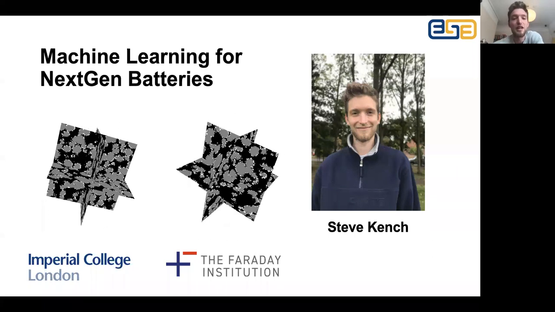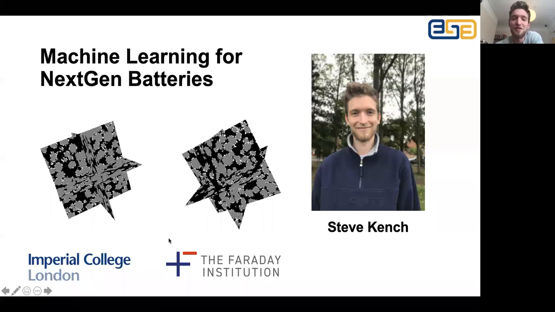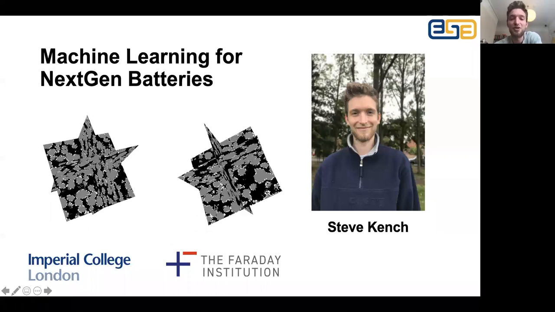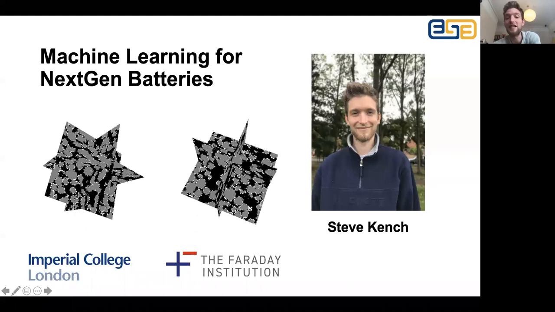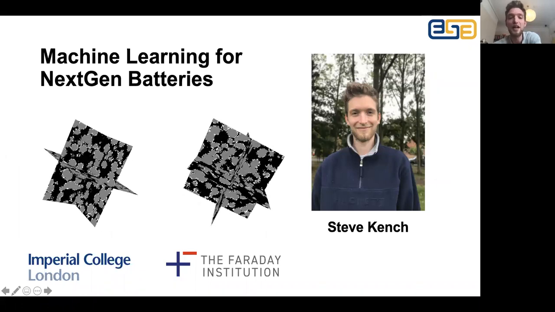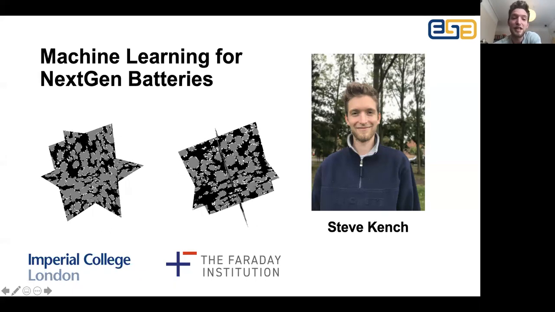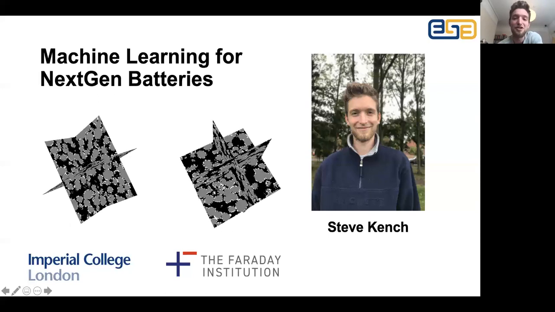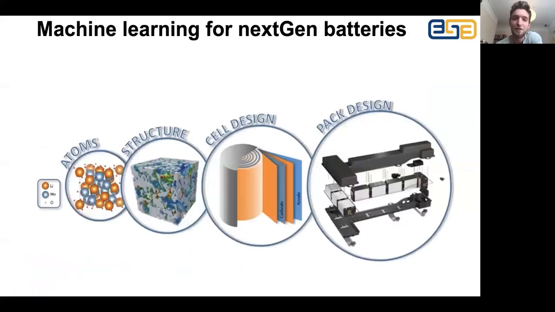So this image over here is just an example of some of the stuff that we've done. On the left is a real microstructure, and on the right is a synthetically generated microstructure. And I'll get onto how we produce these a bit later on in the talk. So first of all, I just wanted to explain where we sit in terms of the scale and the structure of a battery, and also briefly some machine learning approaches that can be applied at these different scales.